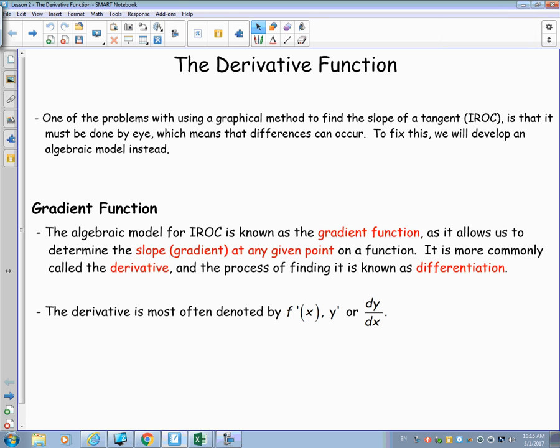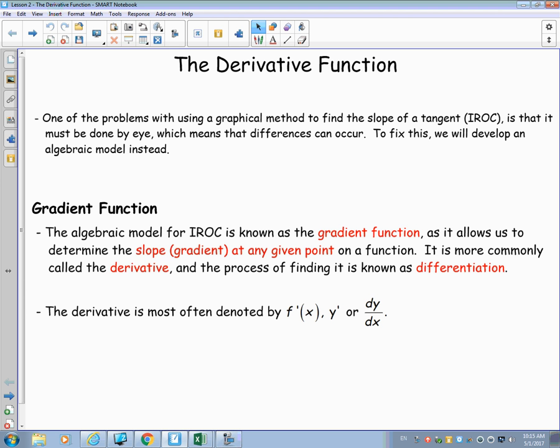In this lesson, we're going to examine the idea of rate of change again. We're going to try and get away from a graphical model and develop more of an algebraic model, one that will give us the exact same answer every single time. In particular, we're going to use this when we do IROC, so instantaneous rate of change.